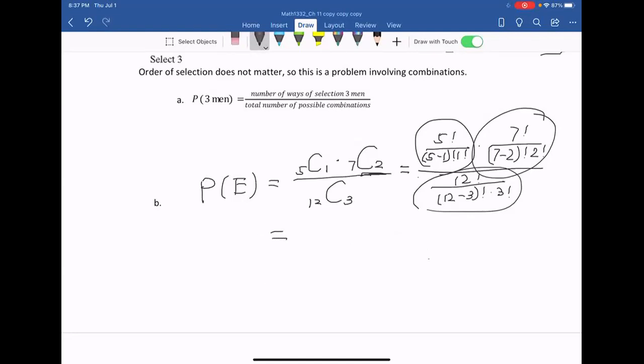Okay, so the top part is 5 times 2, 7. This is 5 factorial canceled out. 7 factorial times 5 factorial, 2 factorial. And the top part is 7, 6. Okay, I see. Where is my problem?